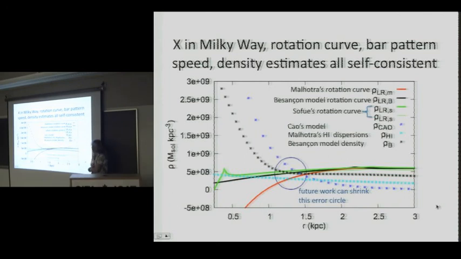In a spherical model, at least, you can easily get that from a rotation curve. So I thought that what you're plotting is basically the implied density profile for those rotation curves.